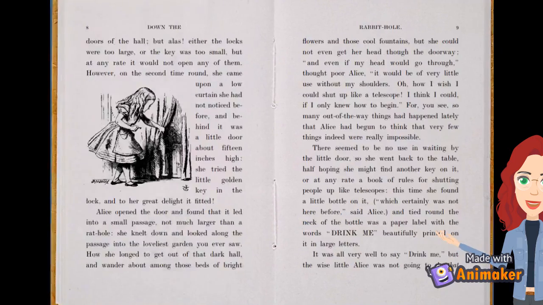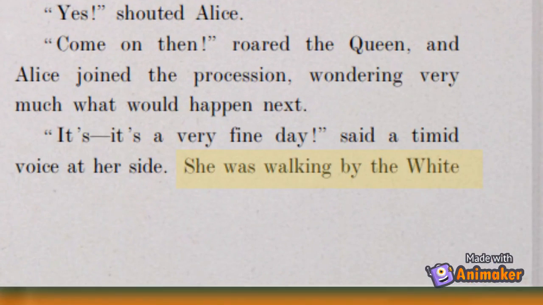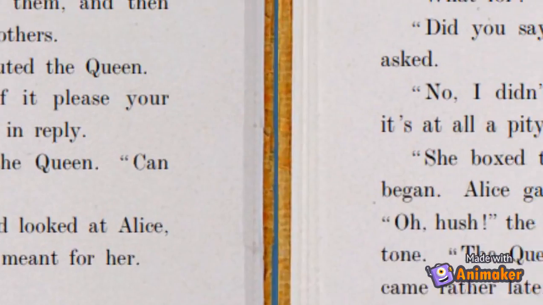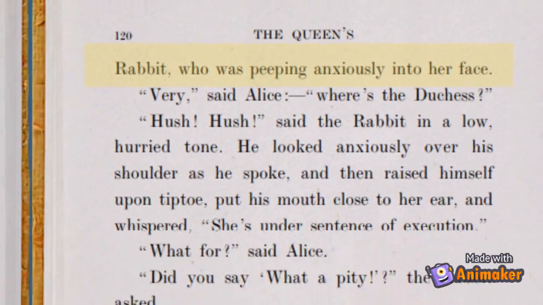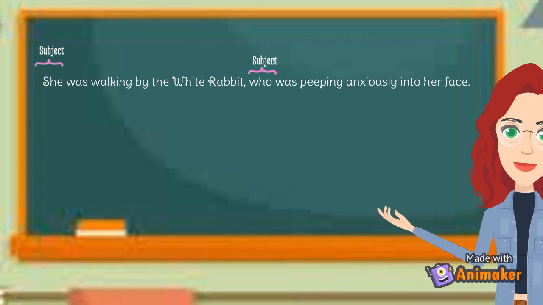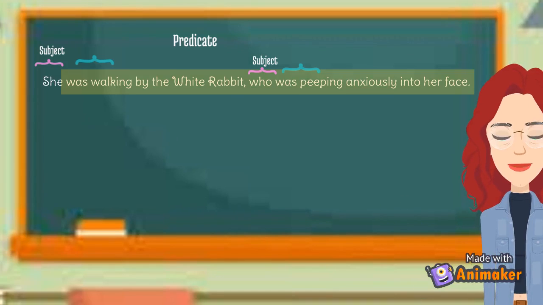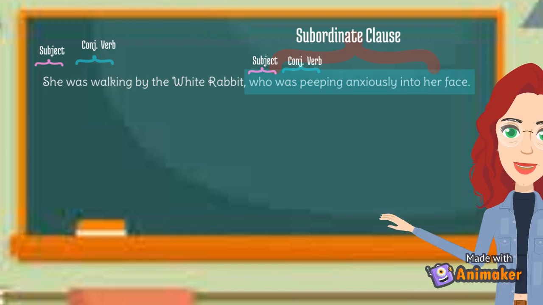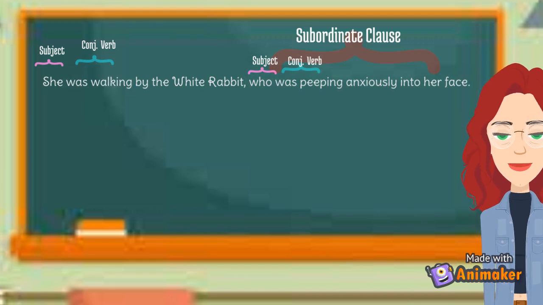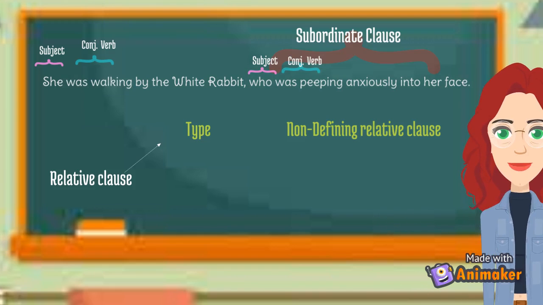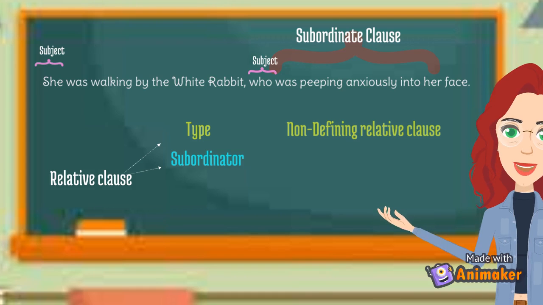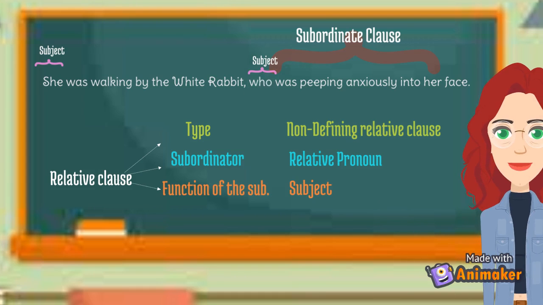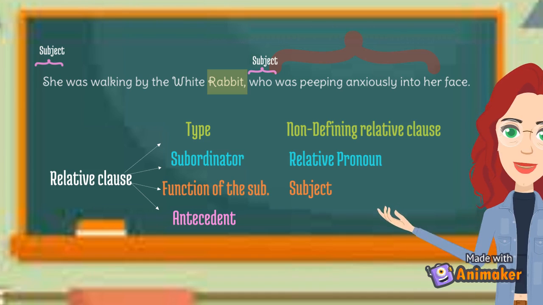Let's analyze the next sentence on pages 119 and 120. In this complex sentence, "She was walking by the White Rabbit, who was peeping anxiously into her face," we find the subject and the predicate. In the predicate, the main verb or conjugated verb is was walking, and the subordinate clause "who was peeping anxiously into her face" corresponds to a non-defining relative clause, whose subordinator is a relative pronoun with the function of a subject, and the antecedent corresponds to a personified animal, a rabbit.